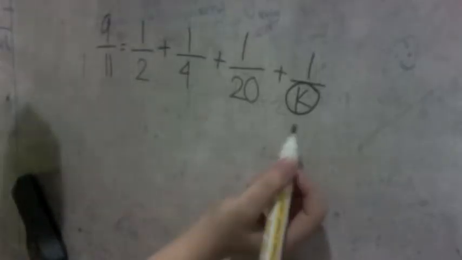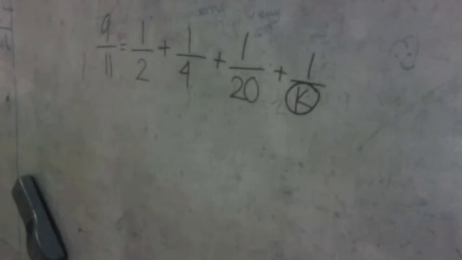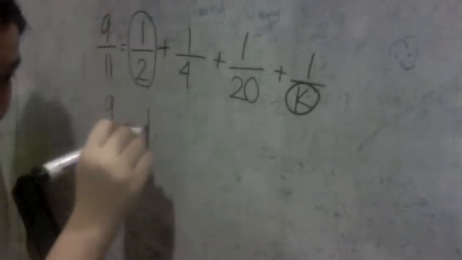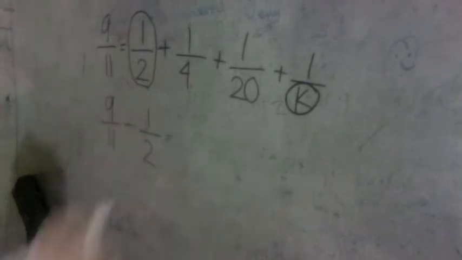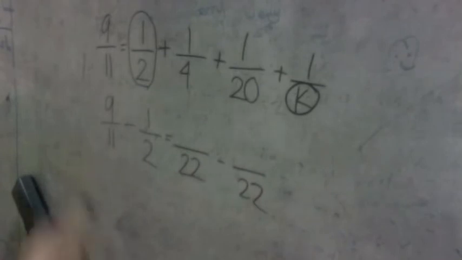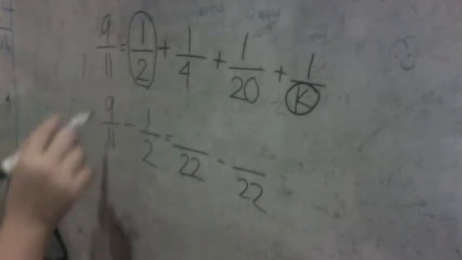So this is another question for you. Basically we're going to find the k, and we're going to use the same method that we used last time, which is the selfish method. So 9 over 11 will be subtracted by the largest unit fraction, and the largest unit fraction is already told here. So we're going to use 1 over 2, and we're going to find the common denominator. So 22, because 11 multiplied by 2 is 22, and 22 divided by 11 is 2.